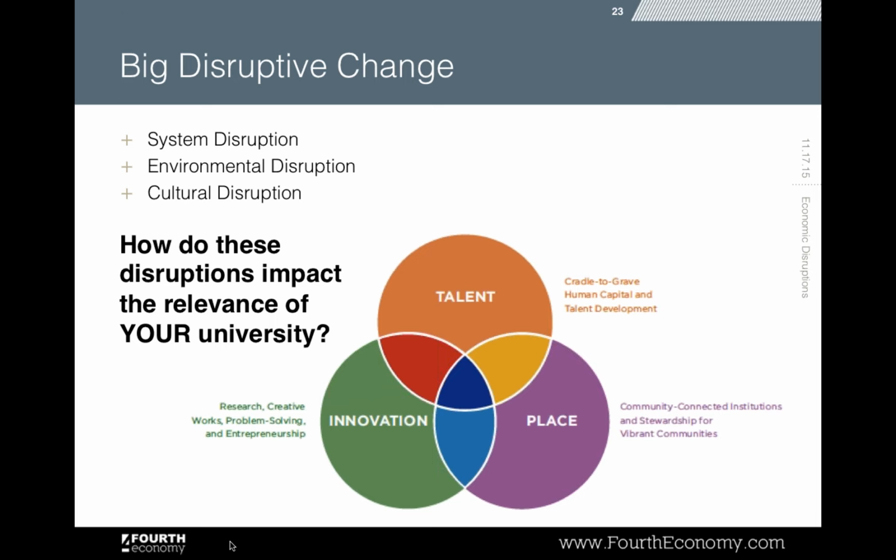So as you think about your community and your university, consider how these system disruptions around production, environment, and culture will impact the development of talent, the generation of innovation, and the vibrancy of our communities.